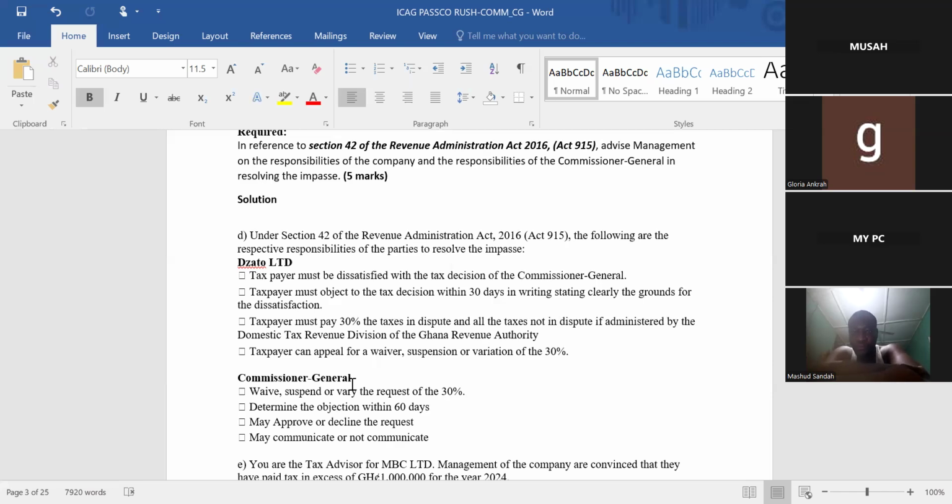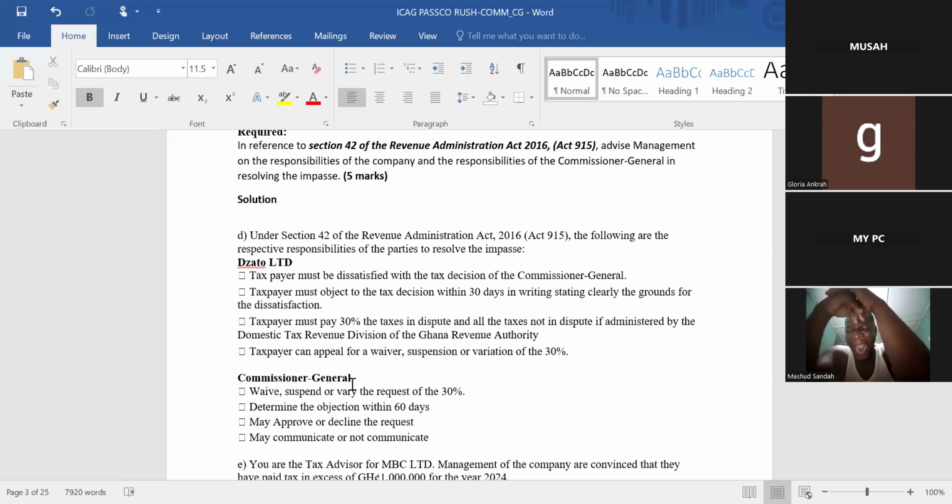For example, if the Commissioner General comes to do the assessment, you can't say that everything the Commissioner General has done, you are not okay with it. No, no, no. That is not possible. Do you get it? So the law says that if the taxes are in dispute, let's say you have a problem with how the Commissioner General computed withholding tax and PAYE, the total of these two taxes, you must pay 30% of the taxes in dispute.